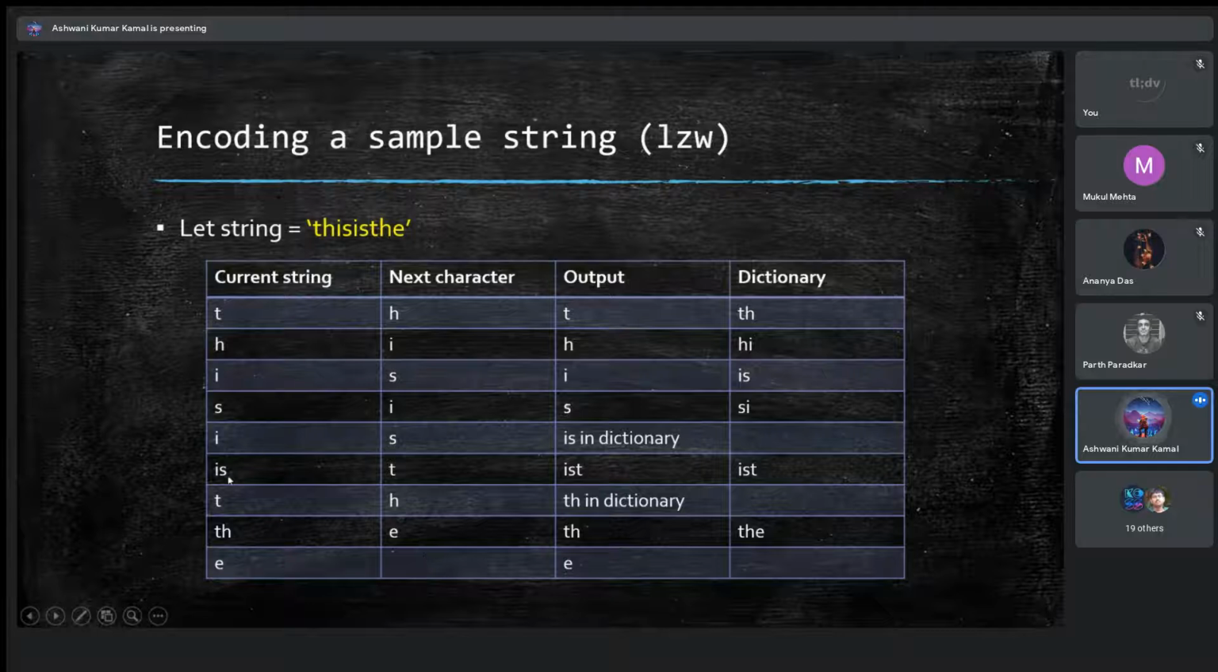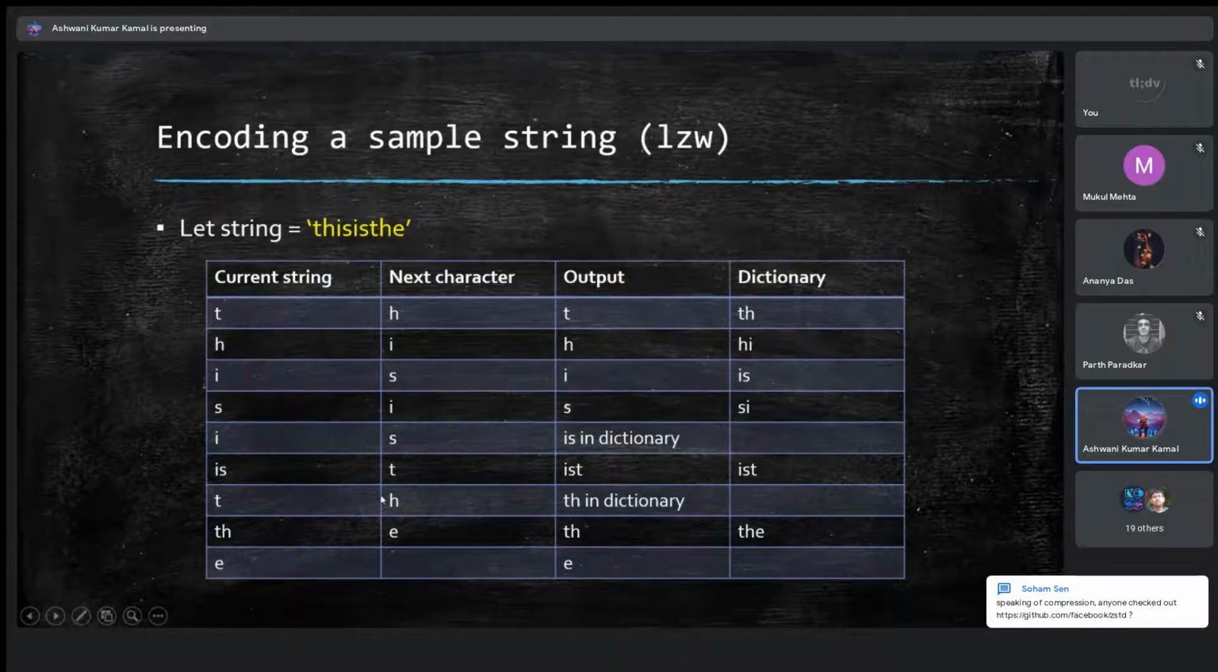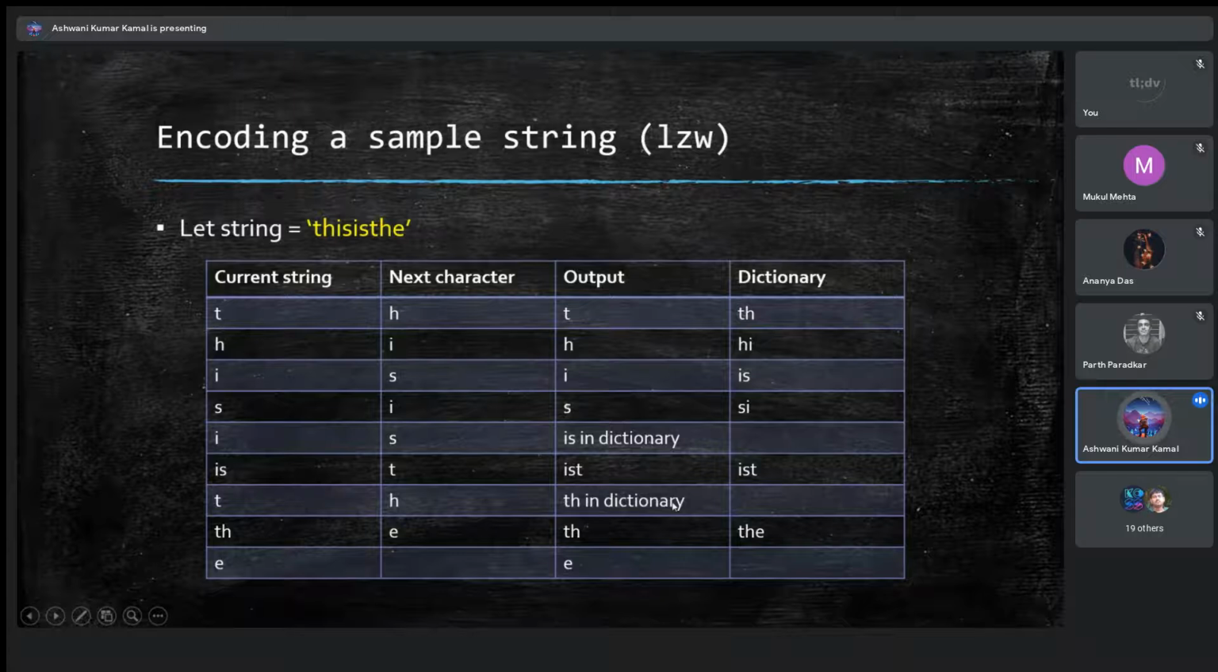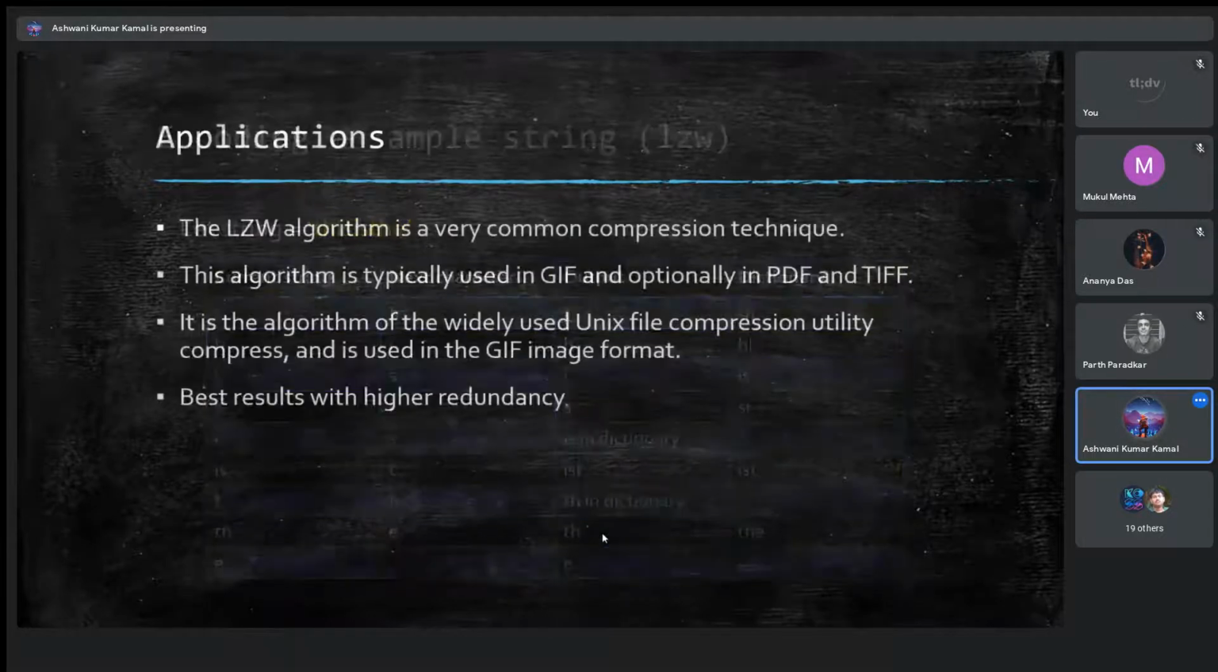So we'll be resetting it. Now the current string becomes T. We check the next character, TH. It checks that, okay, TH is already present in the dictionary. It will set up a pointer to that location, and the algorithm works likewise till the end of the string.